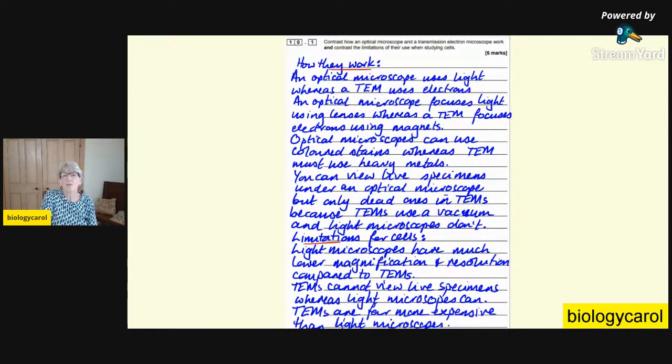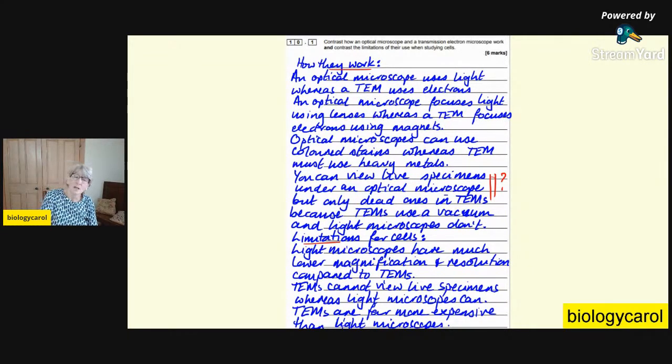And how they work, is this how they work? You can have live specimens in optical, dead in TEMs, because TEMs use a vacuum. I'm going to be honest with you, this is really a limitation. But what I should have said is that TEMs use a vacuum and optical microscopes don't. That is a contrast in how they work.